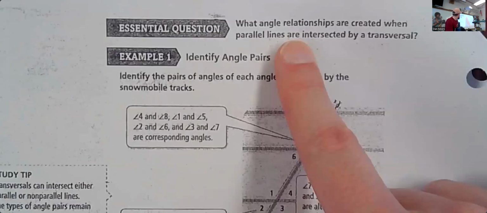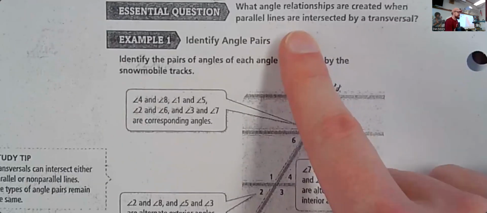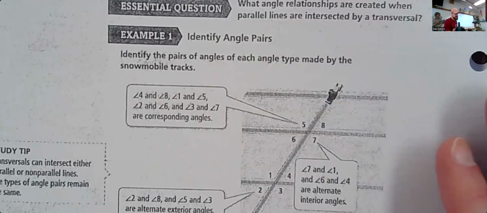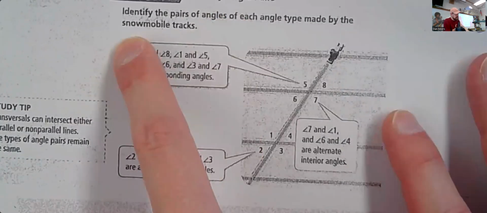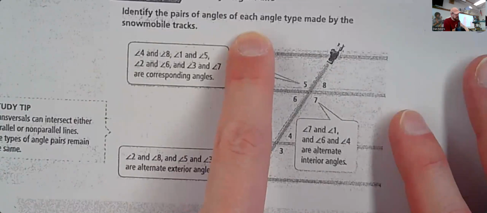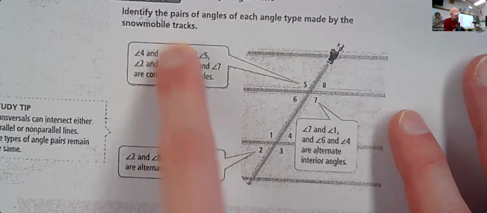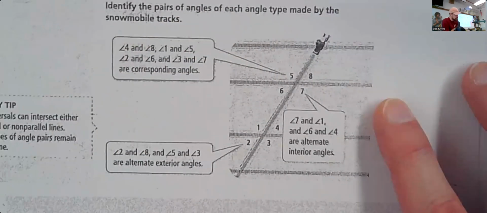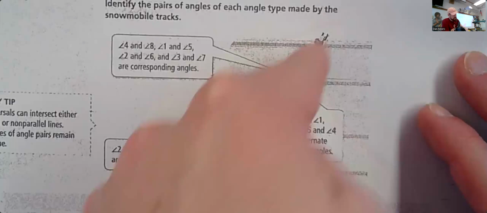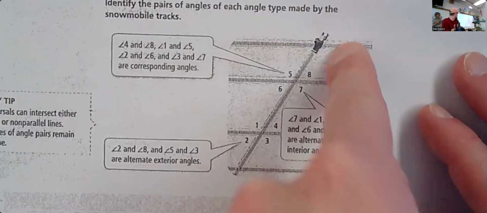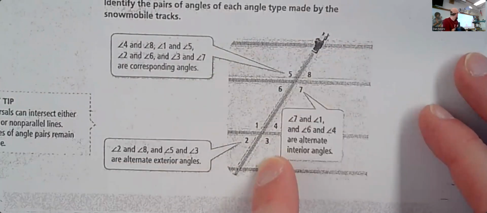So, what angle relationships are created when parallel lines are intersected by a transversal? So again, parallel lines, transversals, identifying angle pairs. It says identify the pairs of angles of each type made by the snowmobile tracks. So we've got some snowmobile tracks going across this way. Those are parallel. The snowmobile that's riding away through the middle of them is going across a transversal because it's cutting through the other sets of tracks.